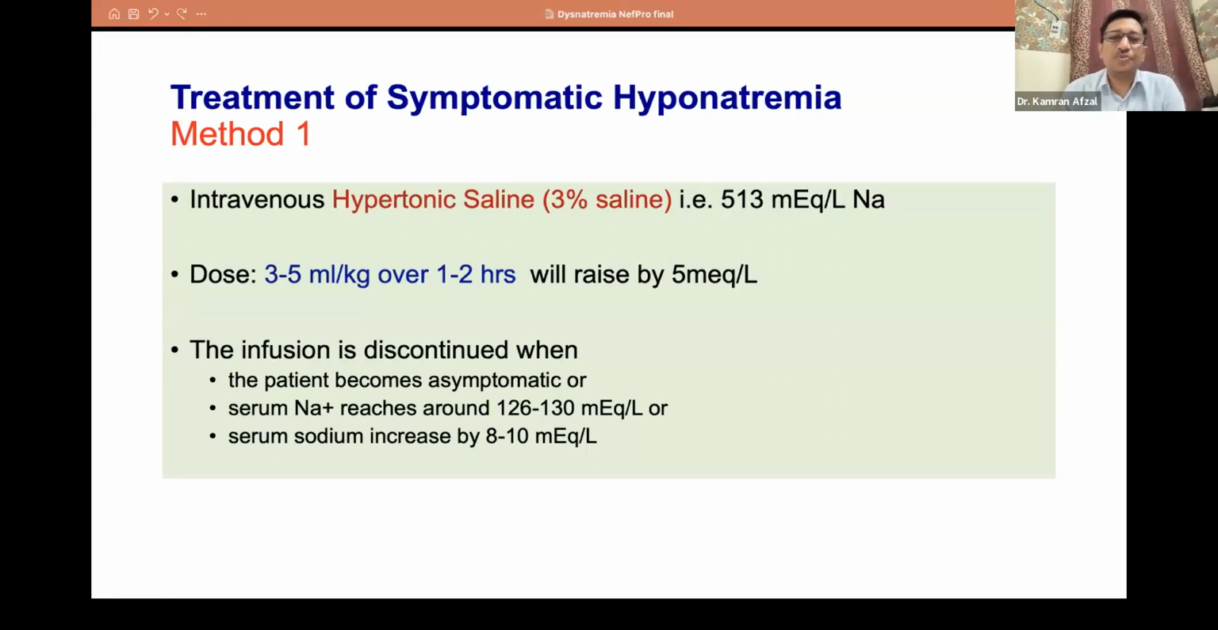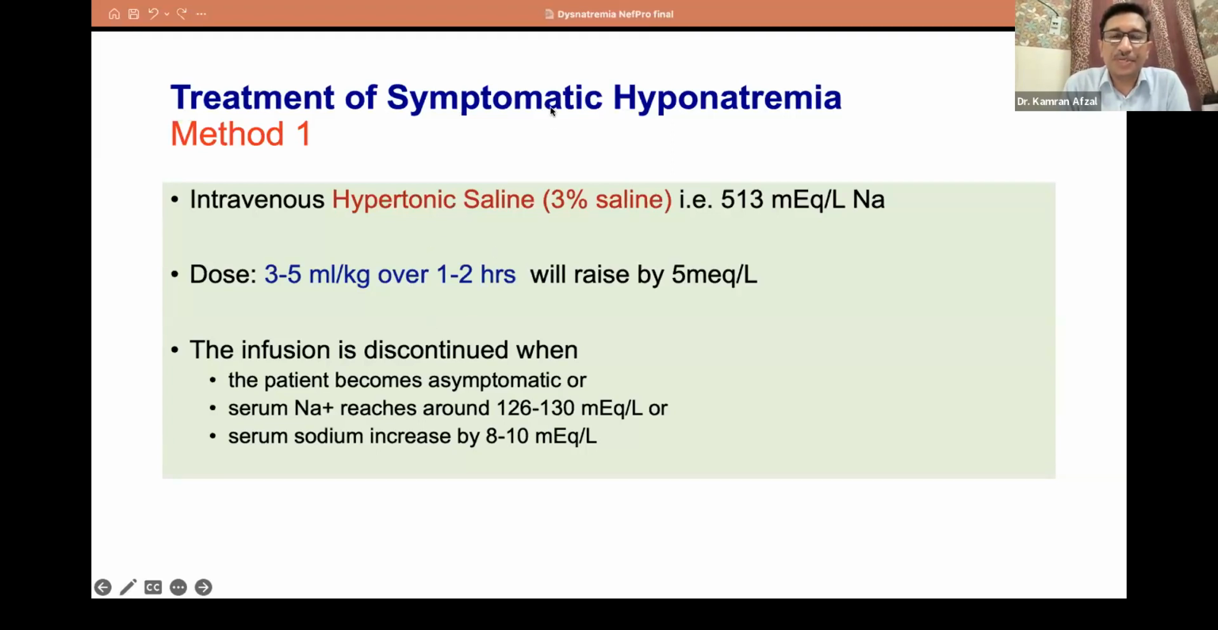For symptomatic hyponatremia, we need to give 3% saline. Remember, normal saline is not the fluid to be given for raising the serum sodium levels in patients with symptomatic hyponatremia. It's only 3% saline that should be used for this purpose. Now, this 3% saline has around 513 milliequivalents per liter of sodium. The idea is that we need to raise the serum sodium by 5 milliequivalents per liter by administering around 3 to 5 ml per kg of this hypertonic saline over a 1 to 2 hour period.